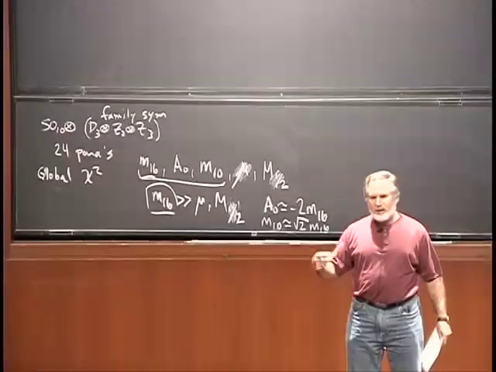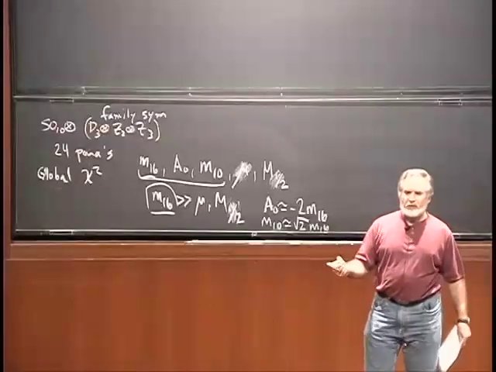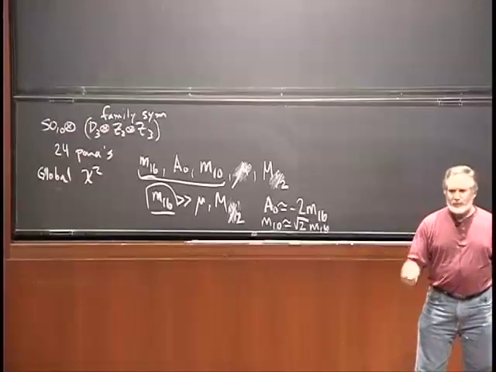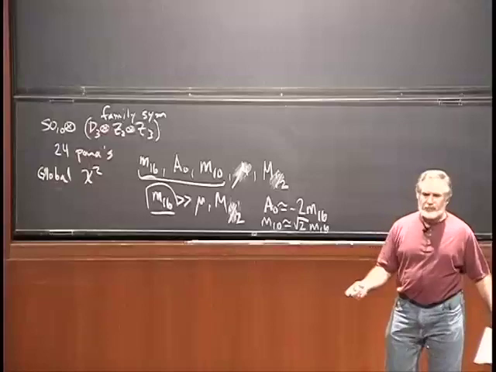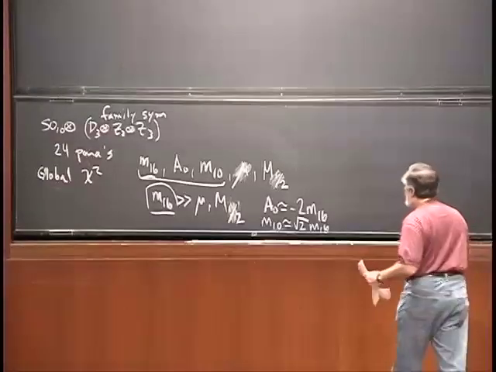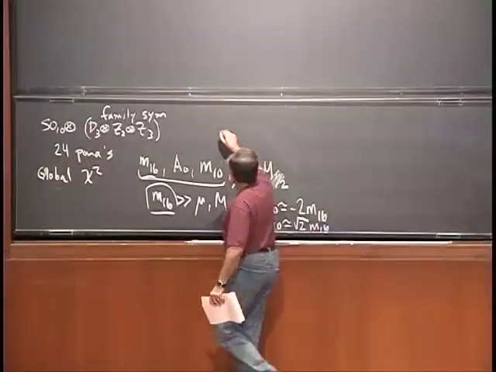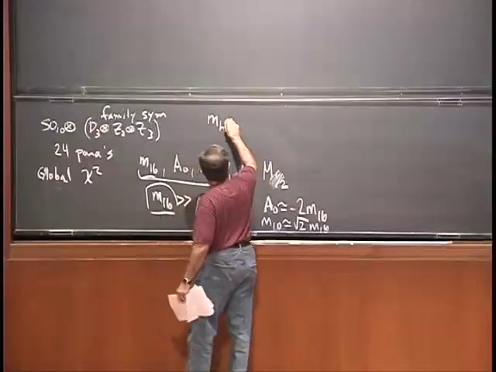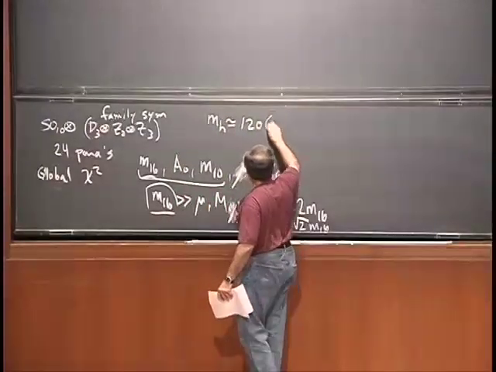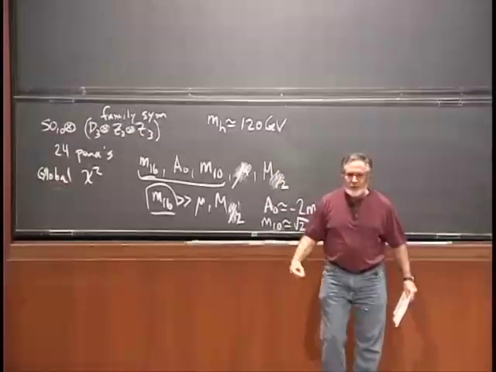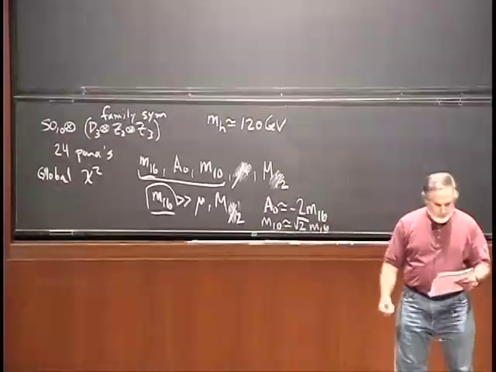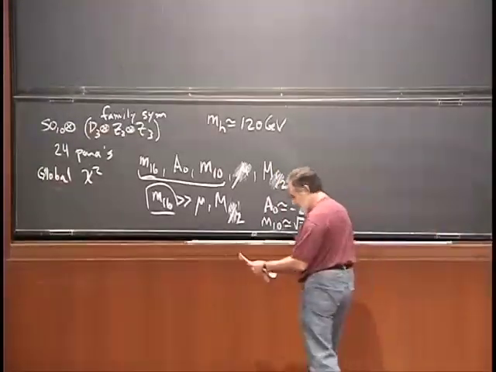The gluino, 600 GeV, something around there. The charginos, neutralinos, et cetera, could be 100 GeV or so. The nice prediction that you get out of this is you always get the light Higgs mass of around 120 GeV. It's a prediction of the theory. It may or may not be correct, but we'll find out.